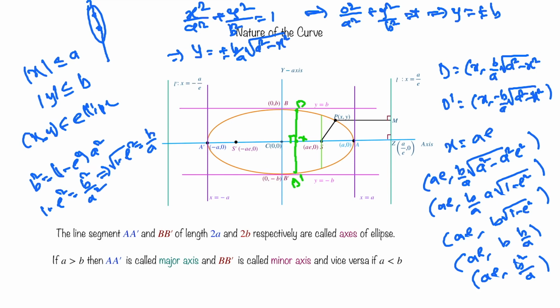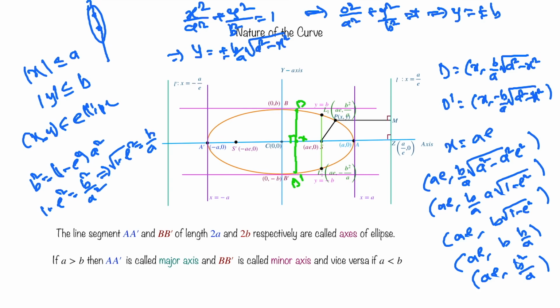So here the ends of this latus rectum are going to be L1 (ae, b square by a), and L1 dash, the other end, is going to be the mirror image of it, which is (ae, minus b square by a). Okay, so L1 coordinates are (ae, b square by a), and L1 dash coordinates are (ae, minus b square by a).